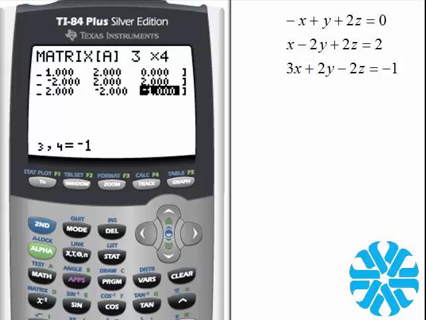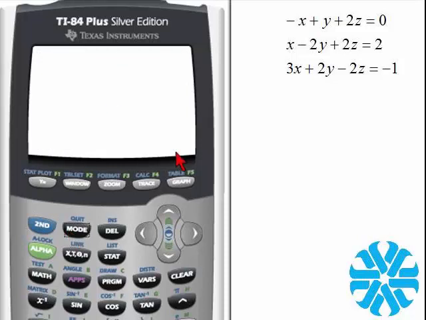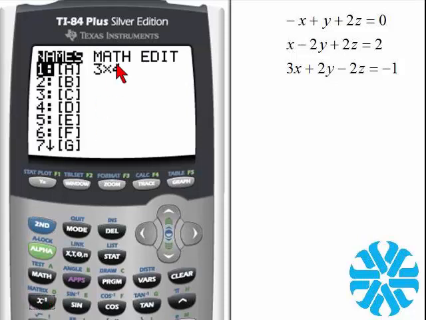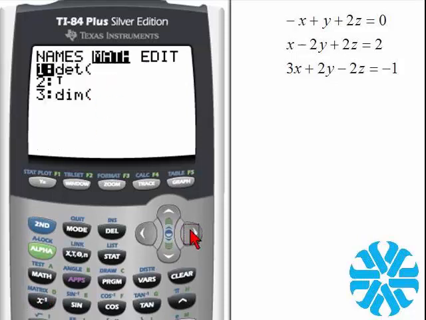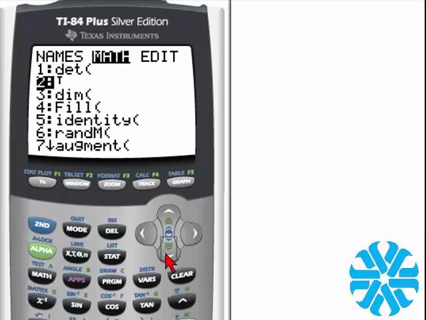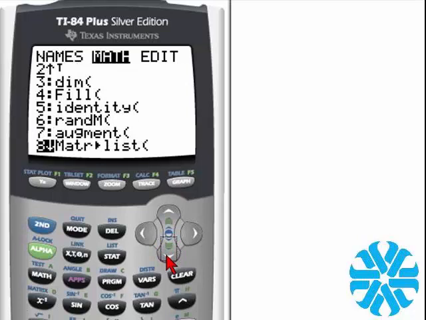Okay, so as was mentioned before, we need to completely quit out of the matrix mode and get back to the main screen in order to do the matrix operation. So go second function and quit. Now we're here at the main screen. Let's get back into the matrix mode, second function matrix, and we want to go to math, and we want to find the RREF.